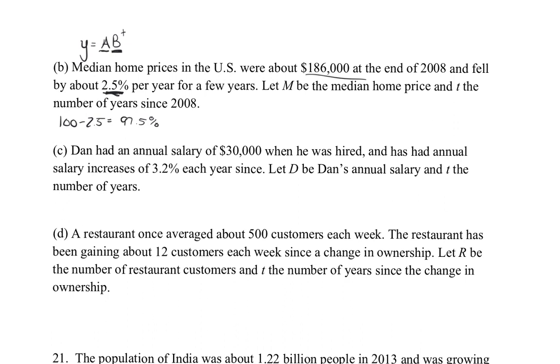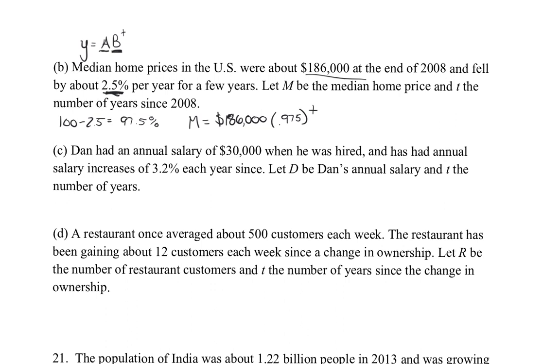And then we can put it all in our formula. Our y is going to be our median household price because it's affected by t. Our starting value is $186,000. And then times our rate in decimal form to the t. And that is our equation.